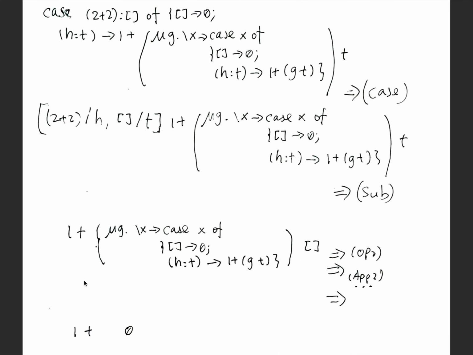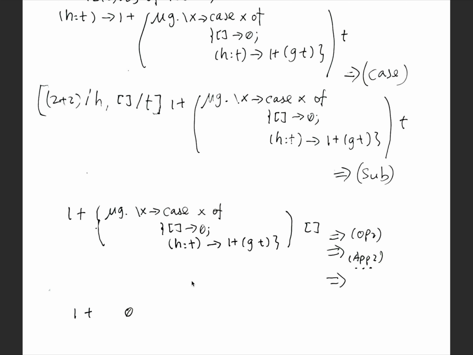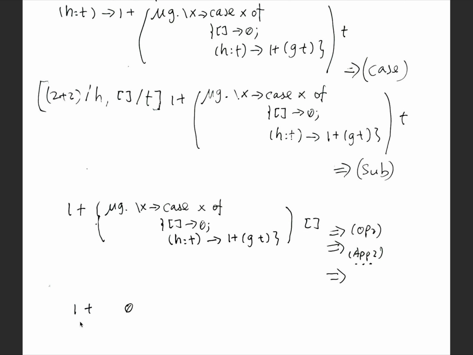Again this is an op expression, and we apply the op2 rule here, and this will eventually trigger another ab2 and unrolling, and by applying the lambda abstraction to the empty list, we eventually get a 0. So the whole derivation will stop here with 1 plus 0, and don't forget that in the earlier slide we have another 1 plus in front, so the total will be 2.